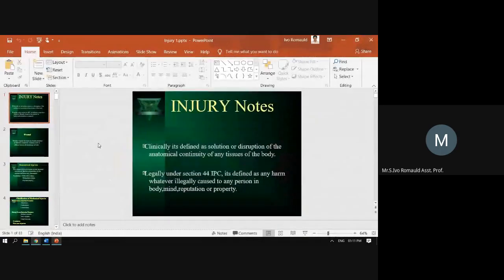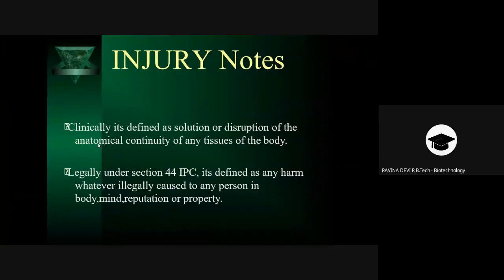Can you see the window? Yes, sir. Very good. So clinically, injury is defined as a solution or disruption of the anatomical continuity of any tissues of the body. What is anatomical continuity? What is anatomy? Anatomy means the inside structure of the body. Any disruption in the structure of the body, that is, structural continuity of any tissues, comes under injury, right?